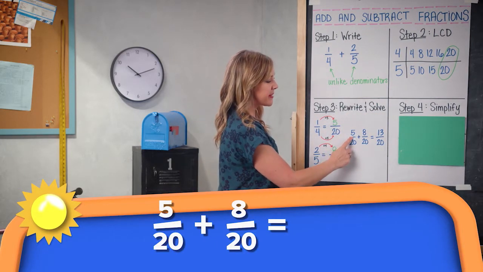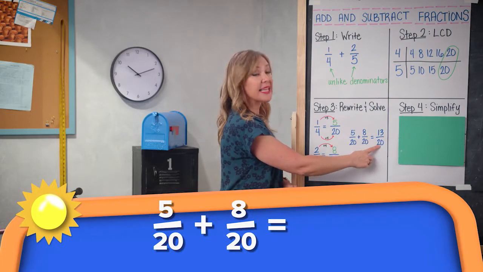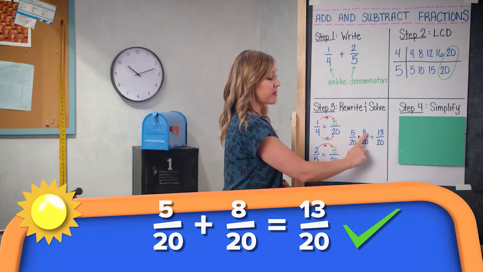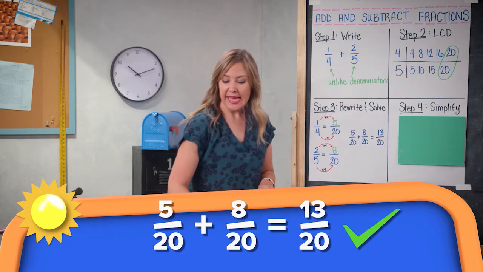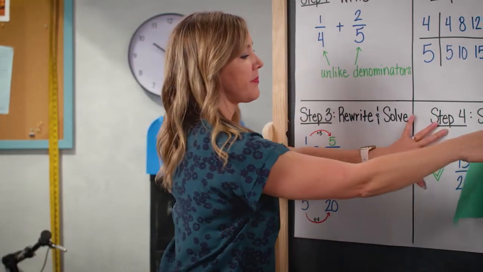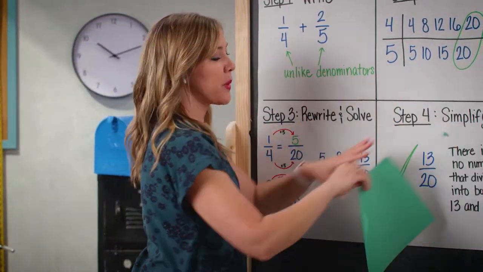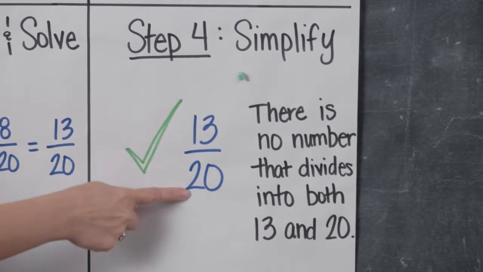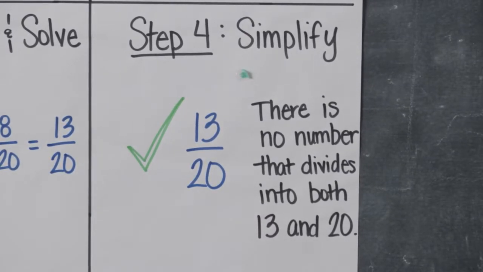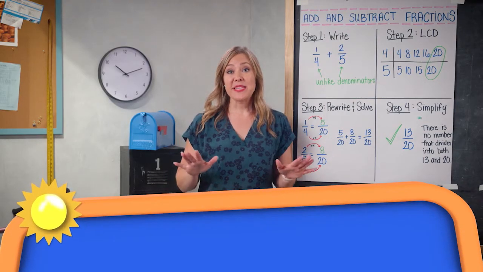So 5/20 plus 8/20, leave the denominator alone and add the numerators. 5 plus 8 is 13. Now sometimes you'll have a 4th step where you need to simplify. But 13 out of 20, there's no number that divides into 13 and 20, so it's already simplified and ready to go.